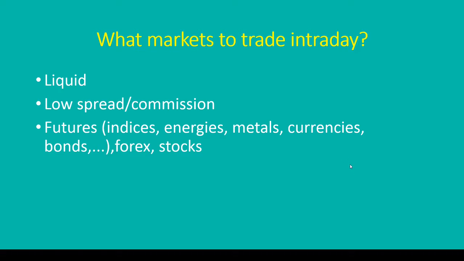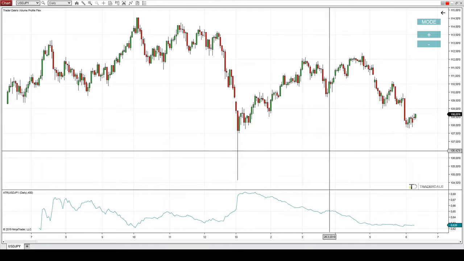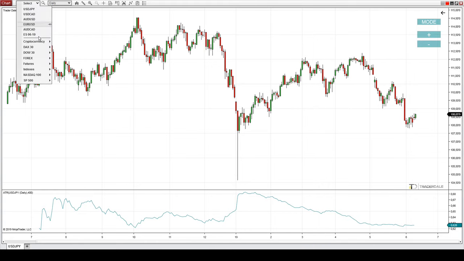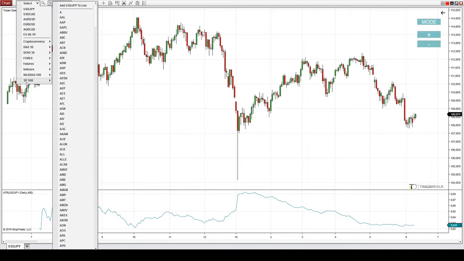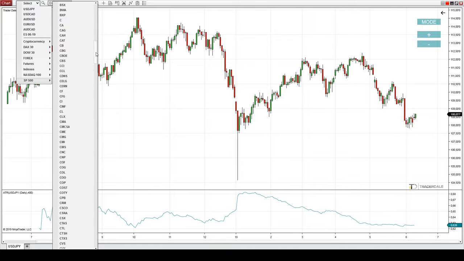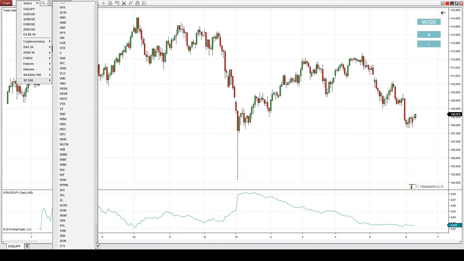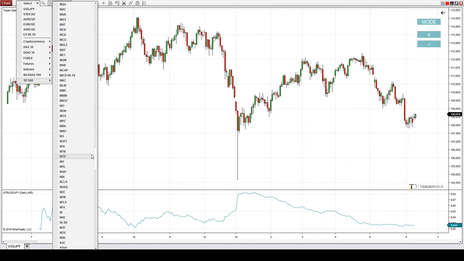Alright, so if I go back to the chart, here is the SP 500, and those stocks are all big stocks that are in this big world index. So those stocks are good to trade intraday because they have good liquidity. They are big stocks, big companies. So if you want to day trade stocks, you definitely want to stick to big stocks like these.